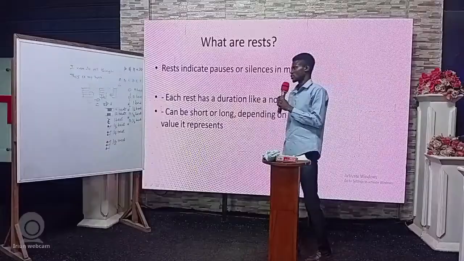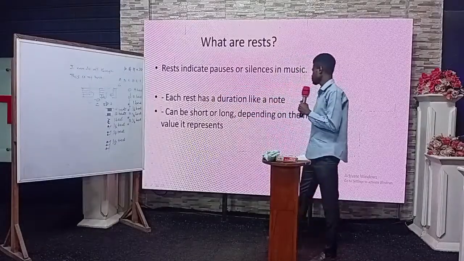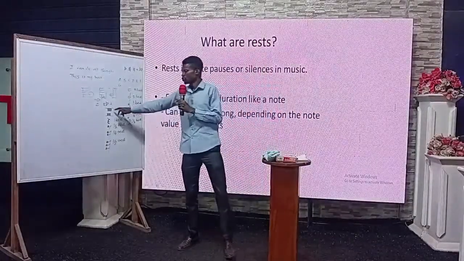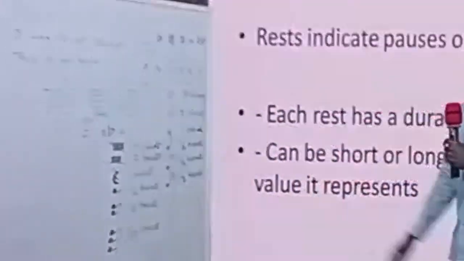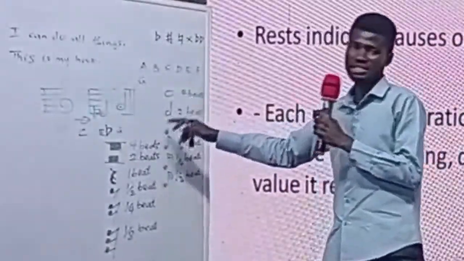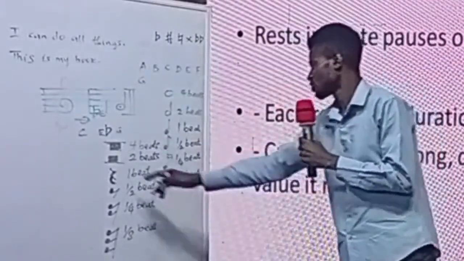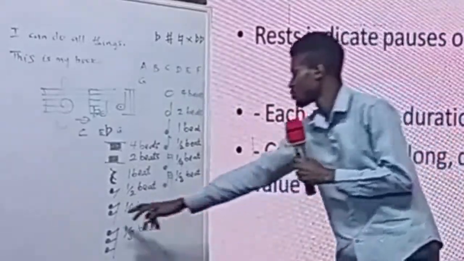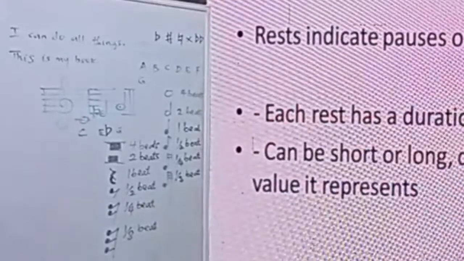It can be short or long, just as we have some notes that are long and some that are short. It depends on the note value that it represents. So we use the name of the note to also name the rests. We say semibreve rest, that means it has 4 beats of silence. Minim rest has 2 beats of silence. Crotchet rest has 1 beat of silence. Quaver rest has half a beat of silence. Semiquaver rest, 1/4 beat of silence. And 1/8 beat of silence for the demisemiquaver rest.